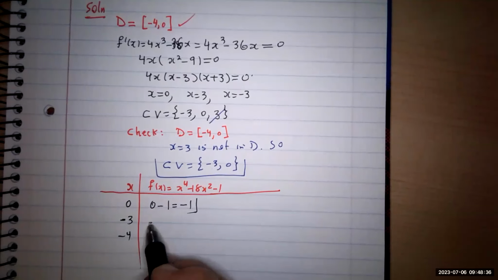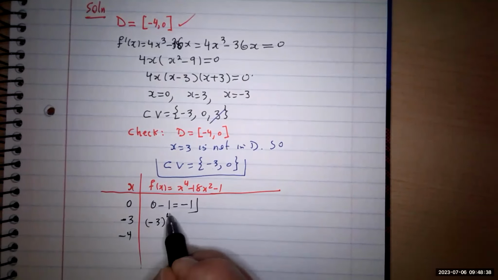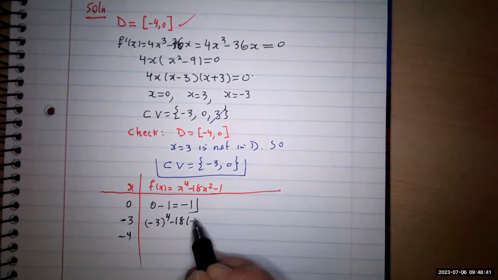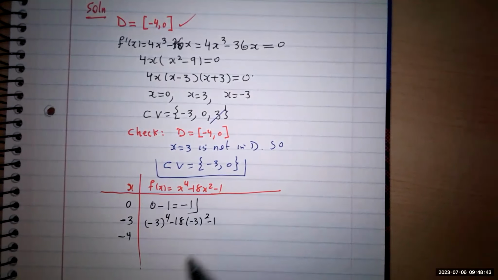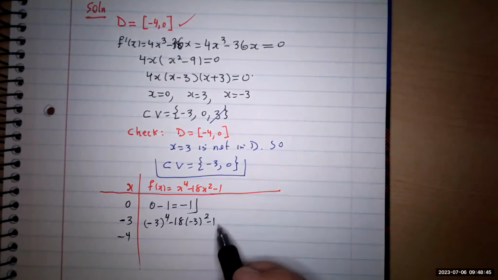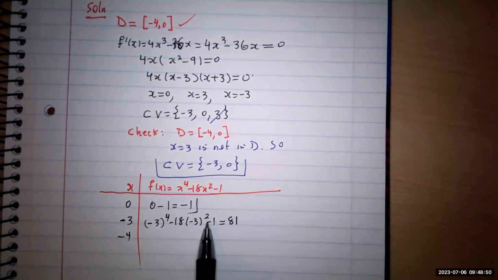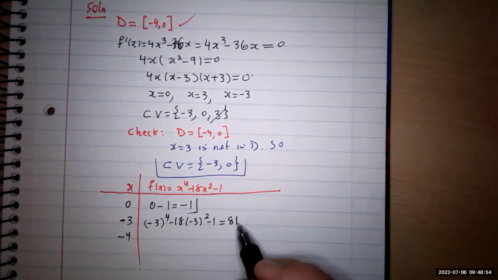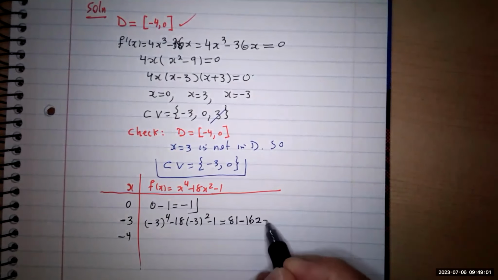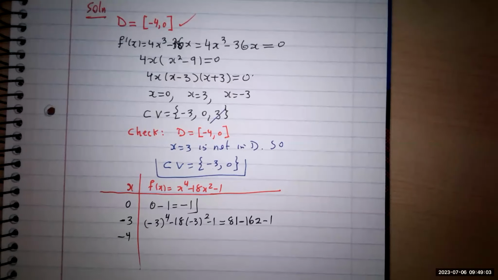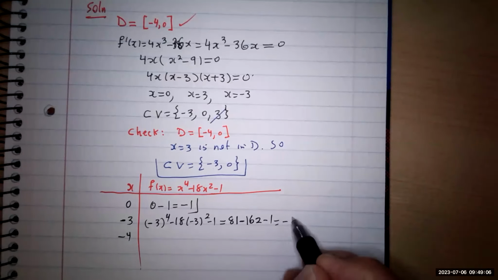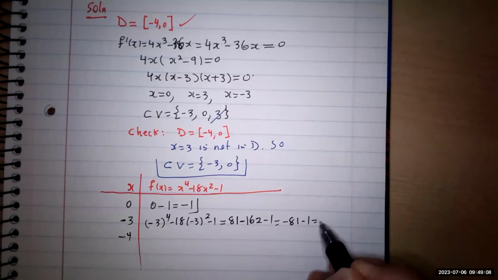-3, -3 to the 4th, minus 18 times -3 squared, minus 1. -3 to the 4th would be 81. -3 squared would be 9. 9 times 18, okay, it's going to be, I think, 162, and the minus 1. So that gives you -81 minus 1, which is -82.